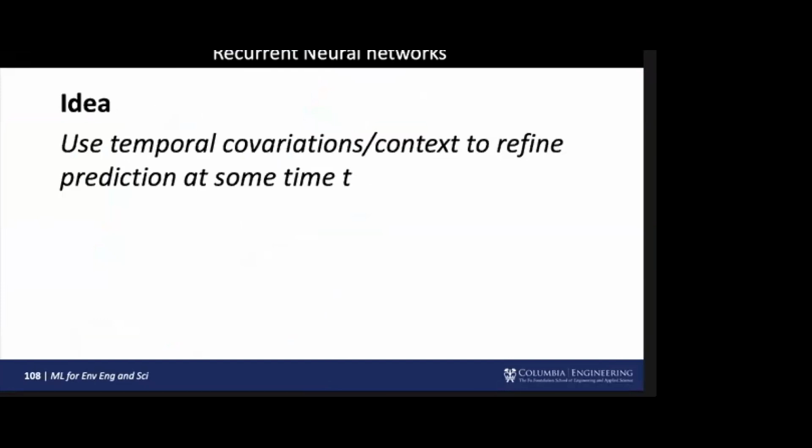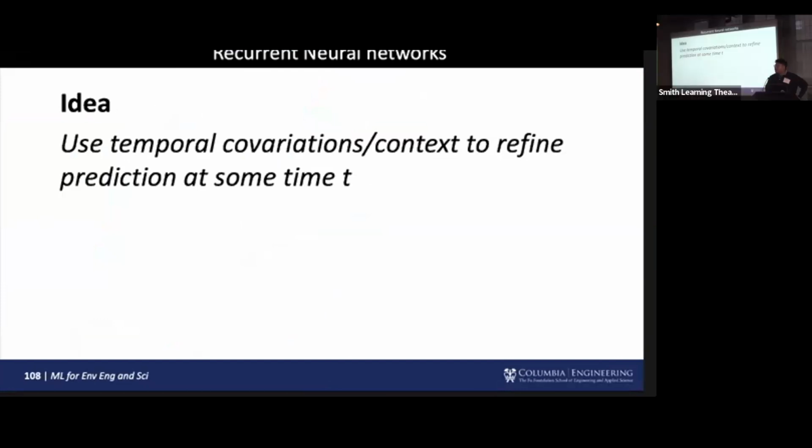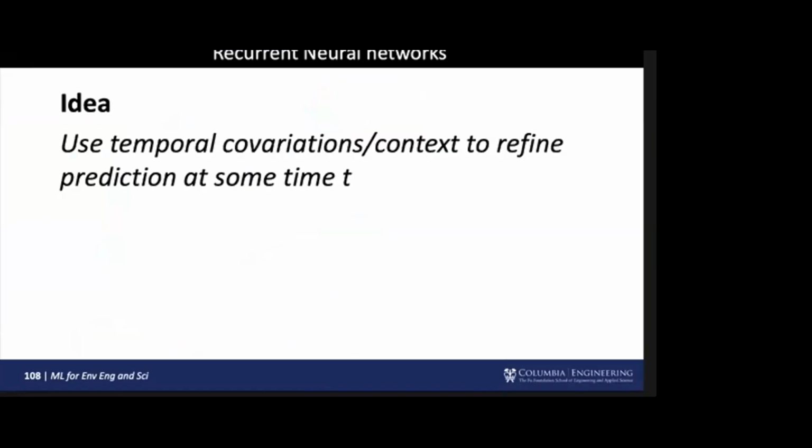Now we're shifting to a new core concept, recurrent neural networks, RNNs. The big idea here is to use temporal context to improve our results. Instead of treating every data point as a separate event, we use the information from previous steps to refine our prediction at current time t. That's what a recurrent neural network, or RNN, is designed to achieve.